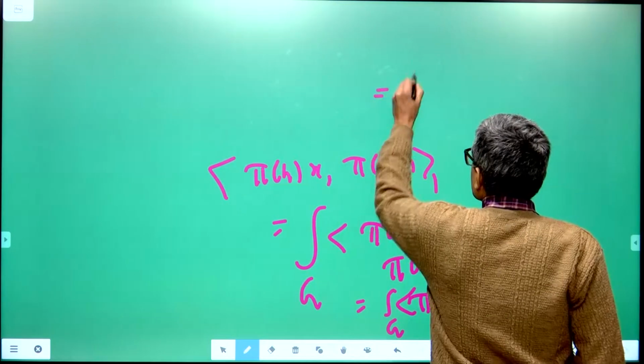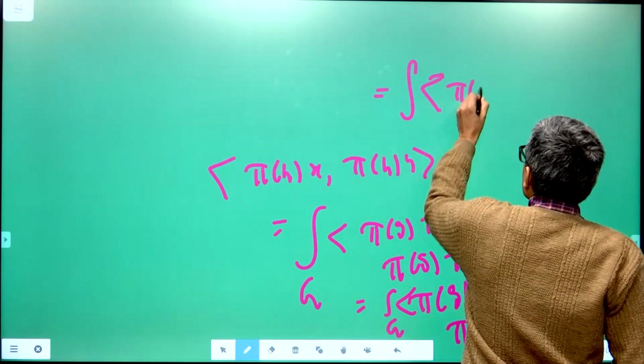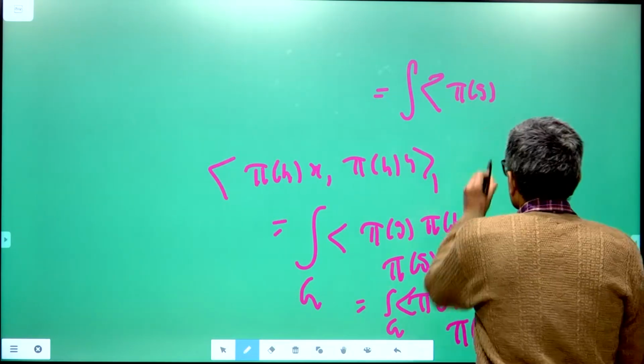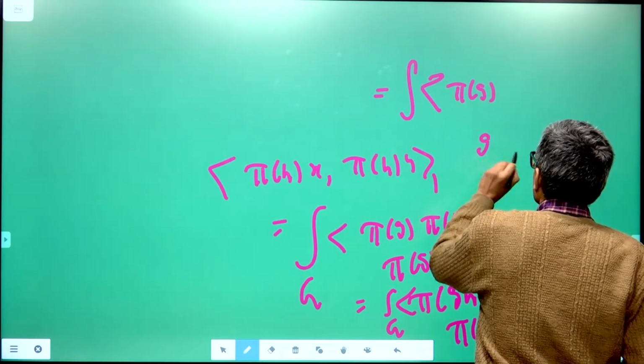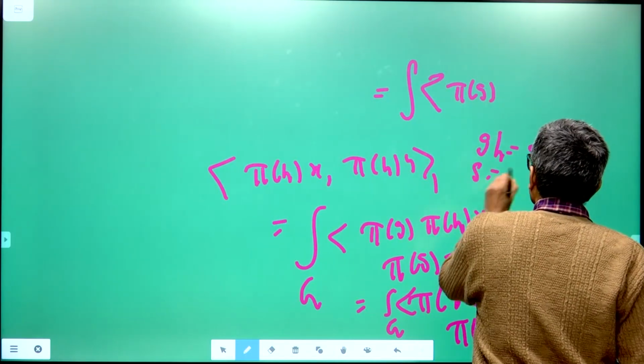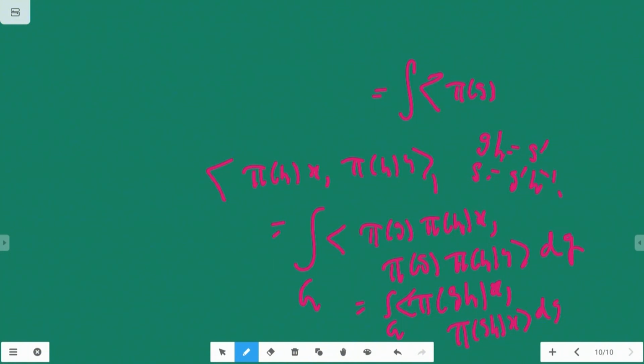this is the same as the integral of pi g x comma pi g y. I can replace gh by some other g prime, which is the same as saying I make a transformation of variables to gh equals g prime, or equivalently g equals g prime h inverse. So it is invariant under right shifts. So the integral of the inner product of pi g x and pi g y dg over the group G is nothing but x comma y with subscript 1.